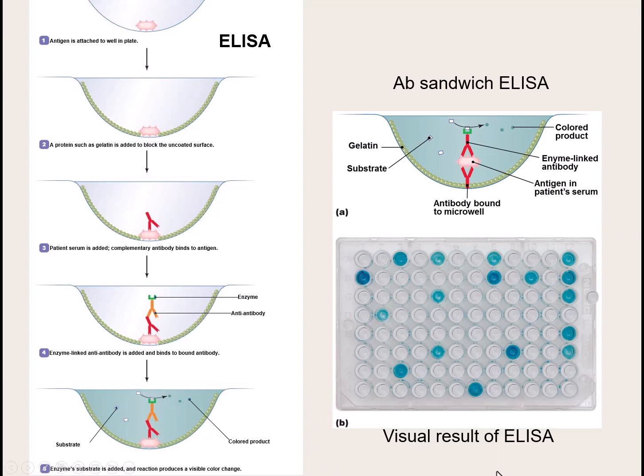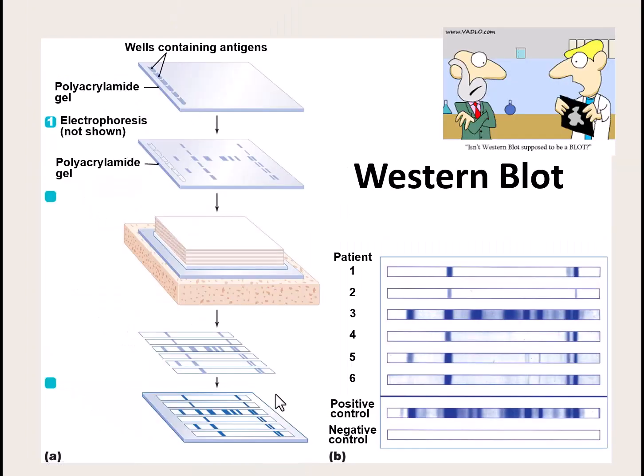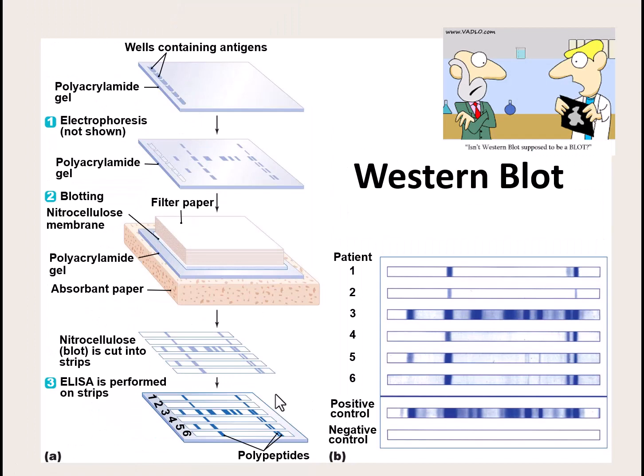It's great. Now, the Western blot test is similar to the ELISA, meaning we're still adding antibodies and antigens, and because of that enzyme that's attached to the antibodies, we're looking for color changes.